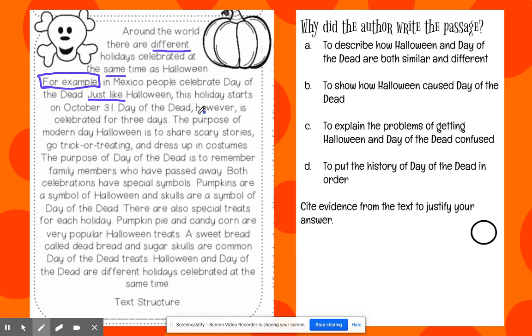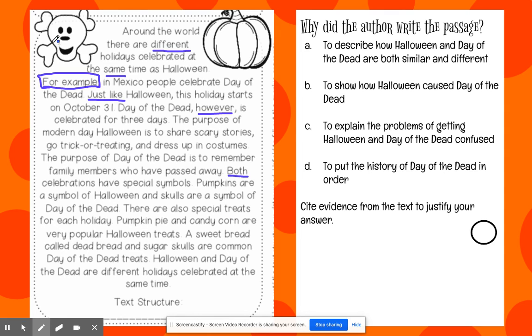Day of the Dead, however, ooh, a contradicting word here, is celebrated for 3 days. The purpose of modern day Halloween is to share scary stories, go trick or treating, and dress up in costumes. The purpose of Day of the Dead is to remember family members who have passed away. Oop, I see a signal word here. Both celebrations have special symbols. Pumpkins are a symbol of Halloween, and skulls are a symbol of Day of the Dead.